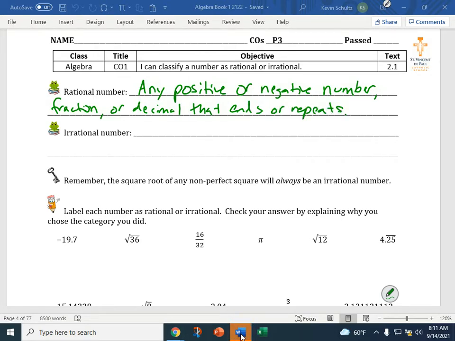Okay, so taking notes, you should be writing this down as well. Same place as I am. If you want to change the words a little bit, that's totally fine. If you can't read my chicken scratch, let me know. Any positive or negative number, fraction, or decimal that ends or repeats.